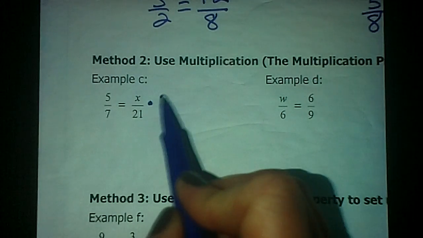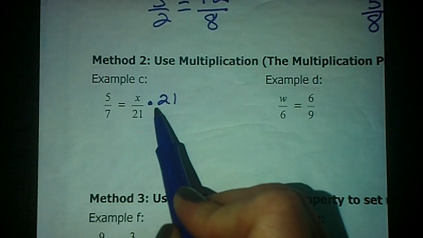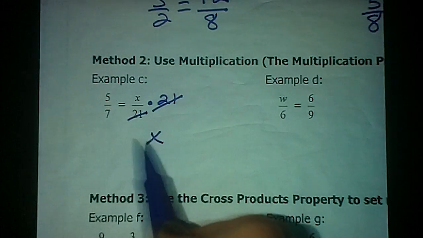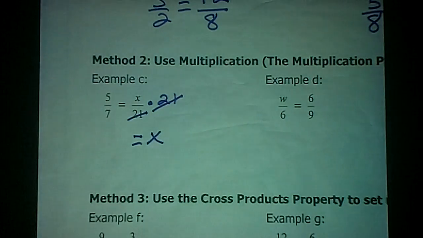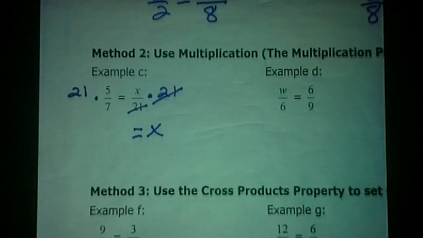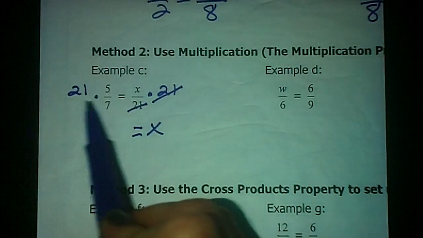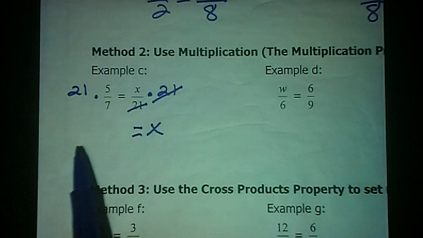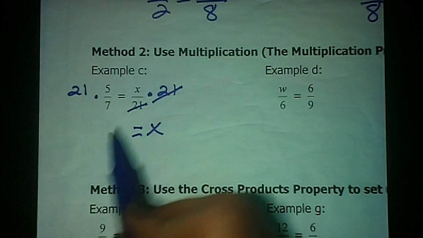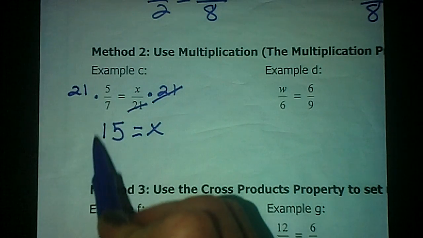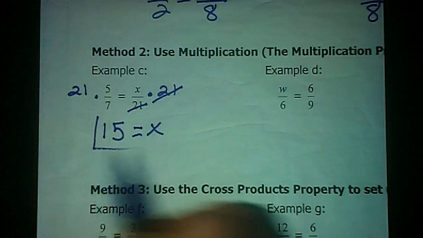So if I multiply this side by 21, my 21s go away, and I'm left with just an x over here. On this side, if I multiply by 21, you could type this right into your calculator. 21 times 5/7. Type it all in. 21 times 5/7 equals 15. So in this case, x is 15.